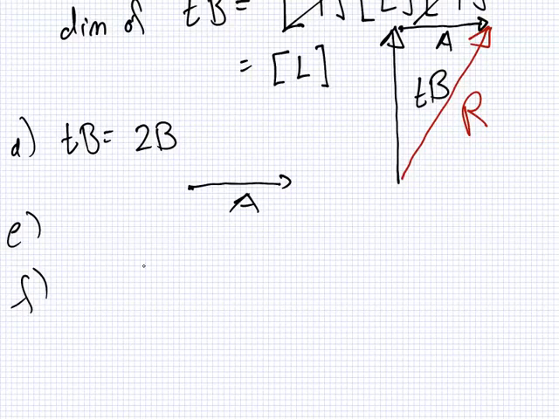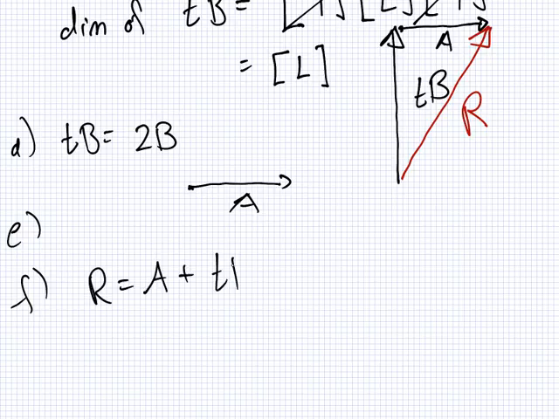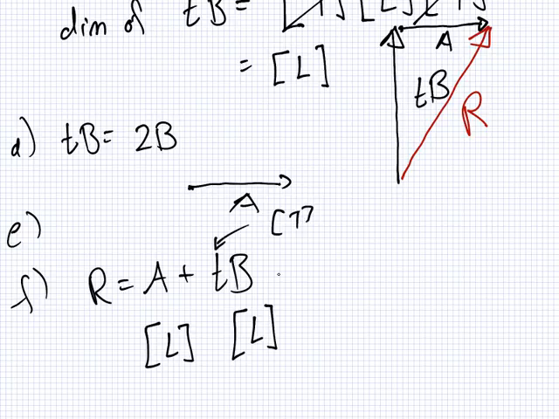What does it represent? Does anyone want to try and give me the meaning of what the or represents? And I'll help you a little bit. The dimension of A is length, and this in total is length as well, TB, and the T was time, and the B was length per time. Do you think you have an interpretation of what the or represents?